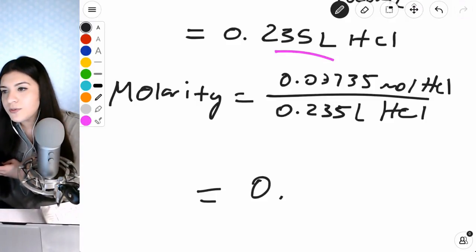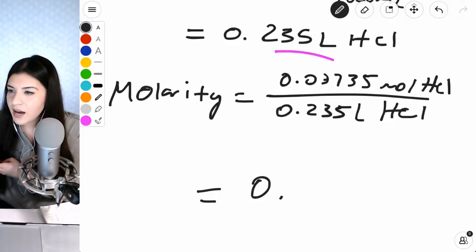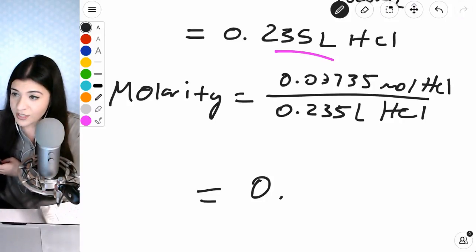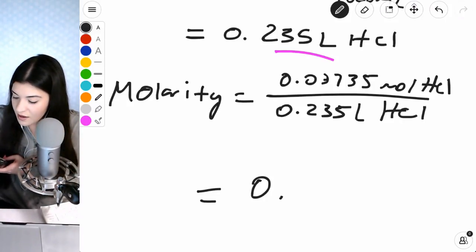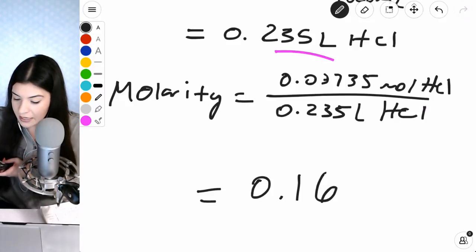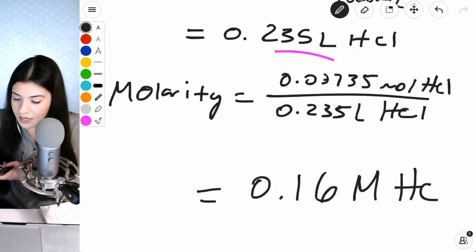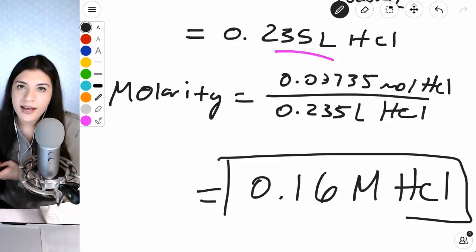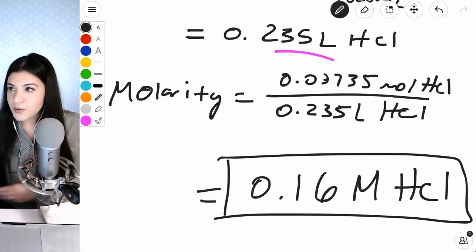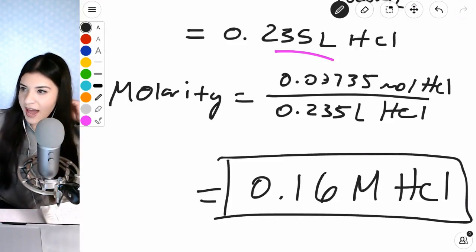And I'm going to check how many sig figs we should round to. We're only given 2 sig figs. That was our lowest amount, so I'm going to round to 2 sig figs. So this is going to be 0.16 molarity or molar solution of HCl, and that's it. Okay. So that's the main thing for that, Abby.